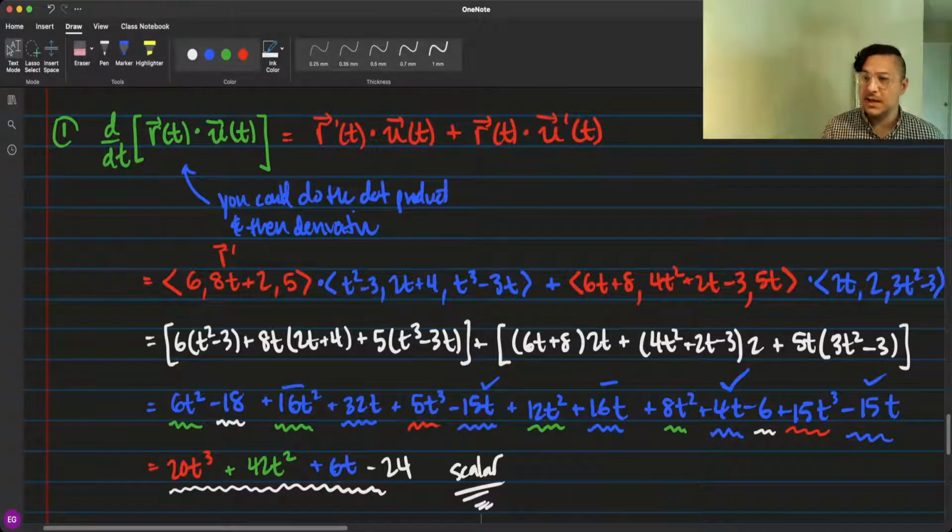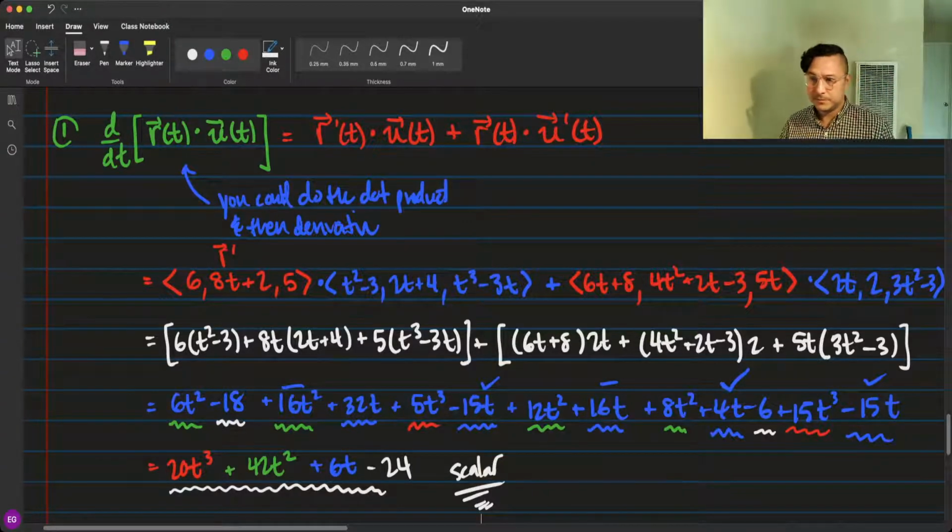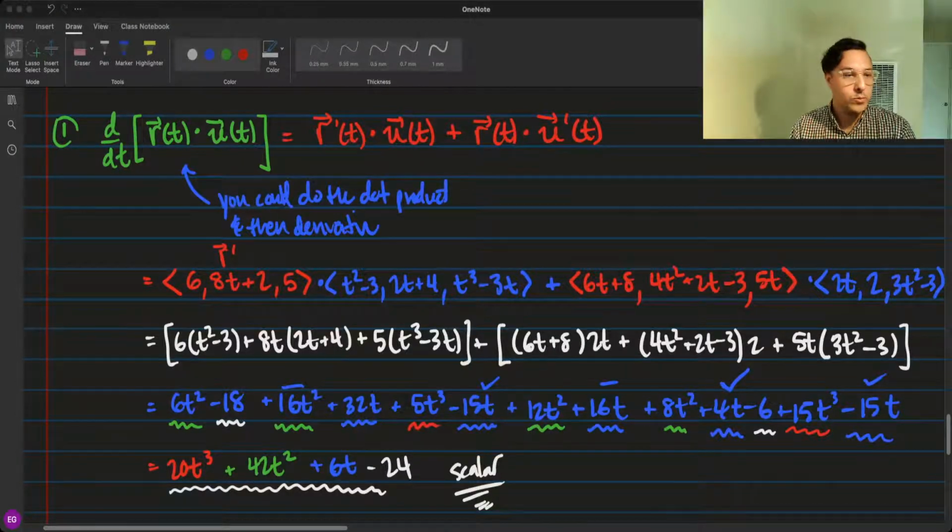Any questions about the steps so far? Yeah, this is the first thing I've done so far. Okay, so I'll keep going then.